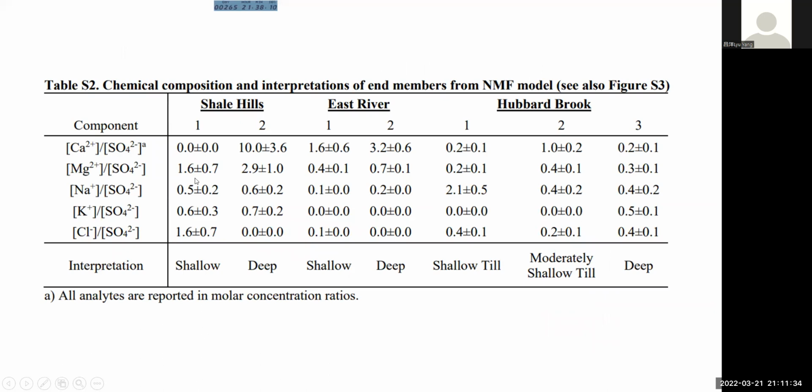These are the chemical compositions that have been measured. I mentioned that PCA is done earlier. At the first step, PCA is done to understand how many end members are present. In the case of Shale Hills, they found two end members, the shallow and the deep one. In the East River also, they found two end members, whereas at Hubbard Brook they found three. So they categorized it in this way.